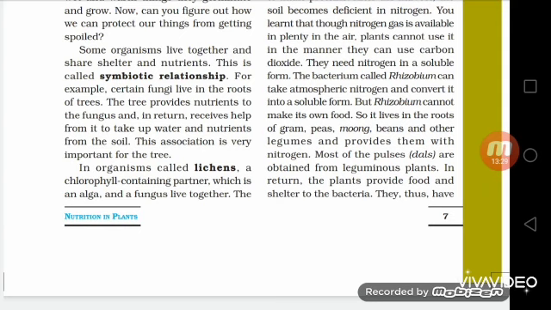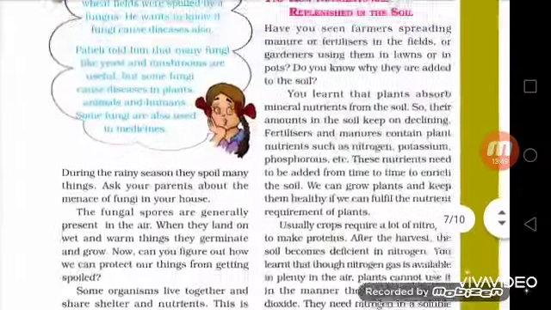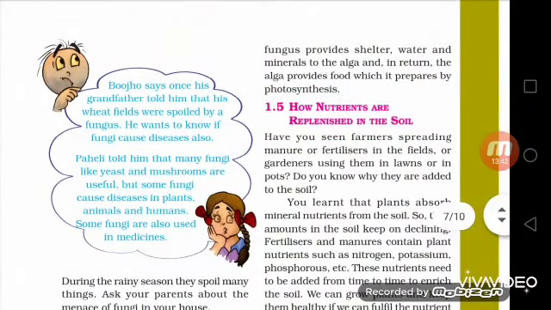So the structure of lichen is clear to everyone. What is lichen? That is the organism where an alga and a fungus live together. Okay. So the fungus provides shelter, water and minerals to algae. And in return, the algae provides food which is prepared by photosynthesis. Okay, both the different organisms are living together. So both are beneficial here. In symbiotic relationship, both are beneficial to each other.